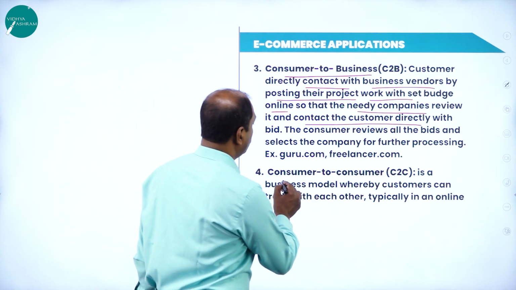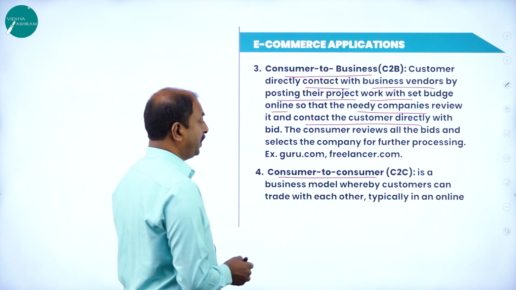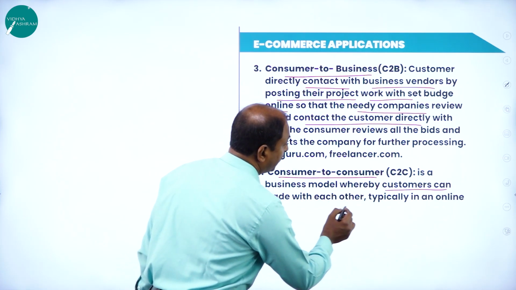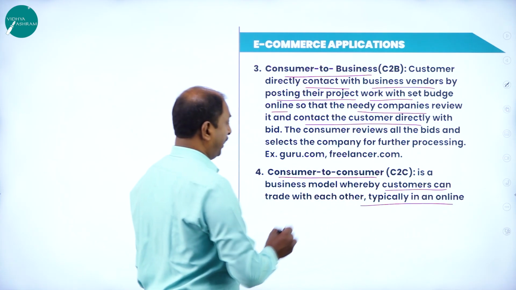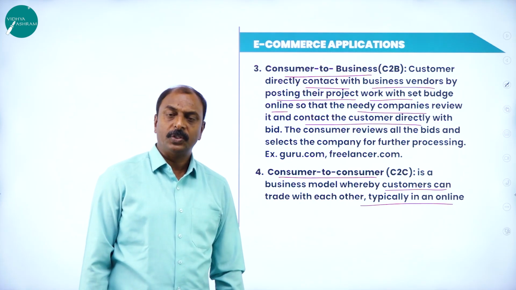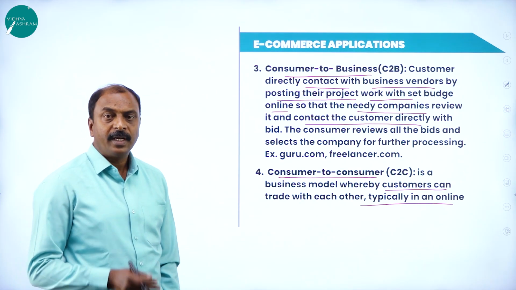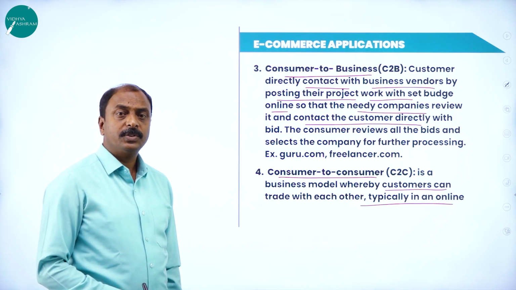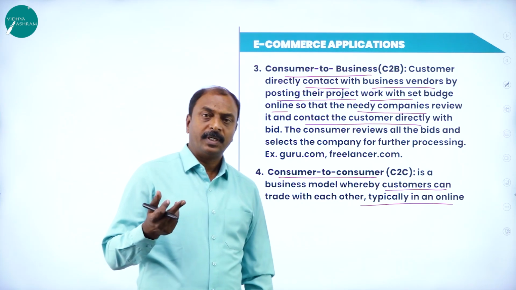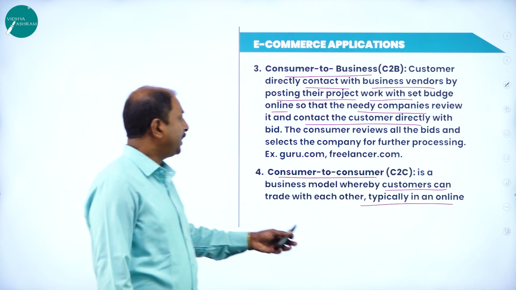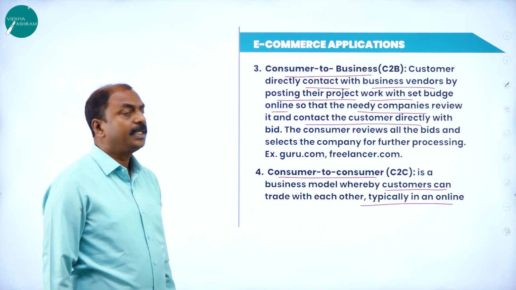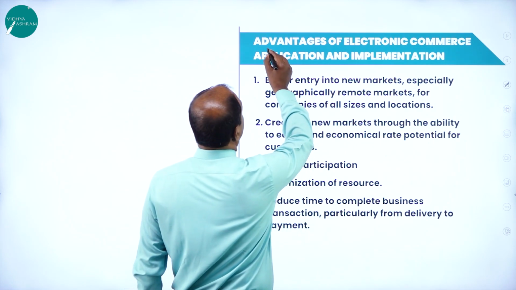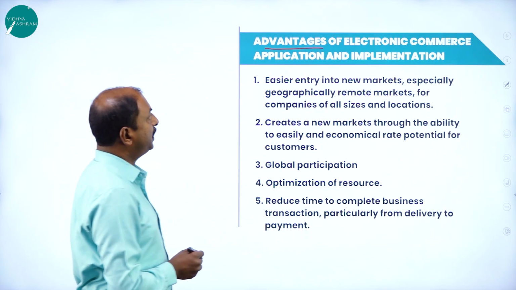Next one is consumer to consumer, C2C. It is a business model where customers can trade with each other, typically online. So here one customer or user can sell his product directly to another user, not to any other companies. So here one user can trade with another user directly online, that is consumer to consumer, C2C e-commerce. Now let us see what all the advantages of e-commerce are.